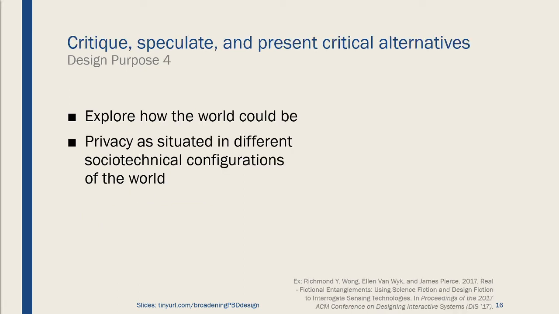Fourth is design to critique, speculate, or present critical alternatives. Design here is not about exploring the world as it is, but focuses on how the world could be. Often this consists of creating conceptual designs that provoke to create a space to surface and discuss social values. These help us discuss worlds we might strive to achieve or ones we want to avoid. Privacy in this case is situated in different possible socio-technical configurations of the world, thinking about privacy's social, legal, and technical aspects together.